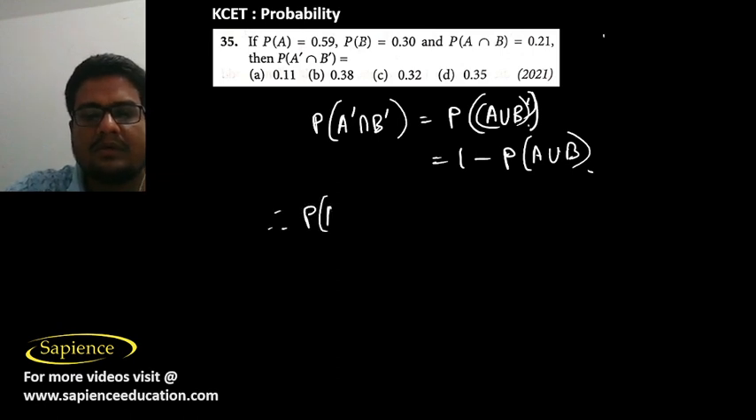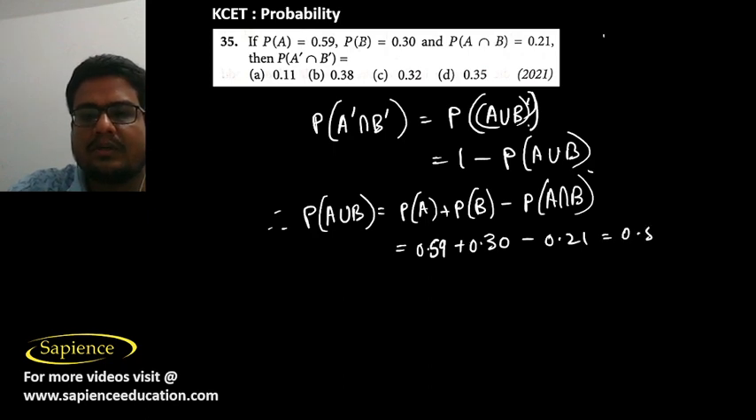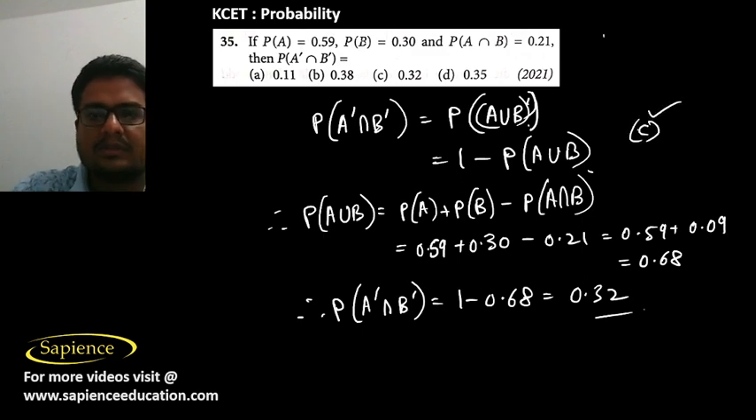Now P of A union B will be equal to P of A plus P of B minus P of A intersection B. That will be equal to 0.59 plus 0.30 minus 0.21, so this will be equal to 0.59 plus 0.09, which is 0.68. Therefore, P of A complement intersection B complement is equal to 1 minus 0.68, that is equal to 0.32. So option C is the correct answer.